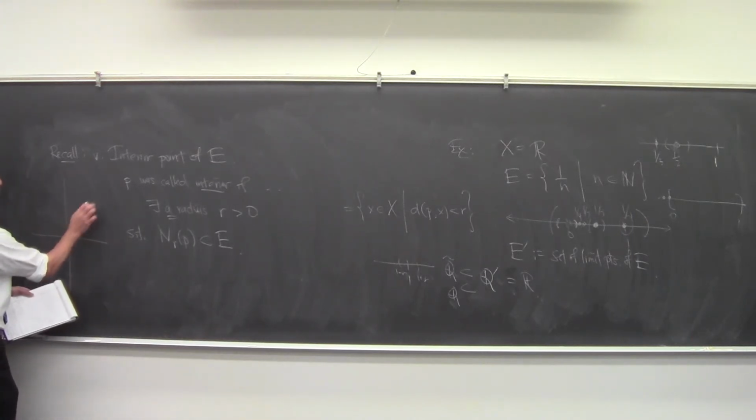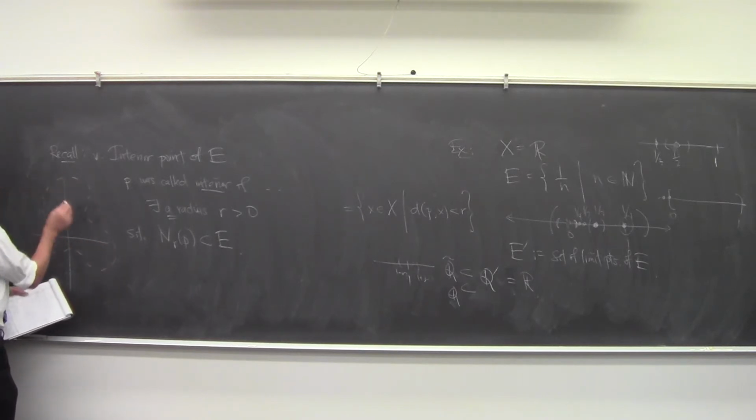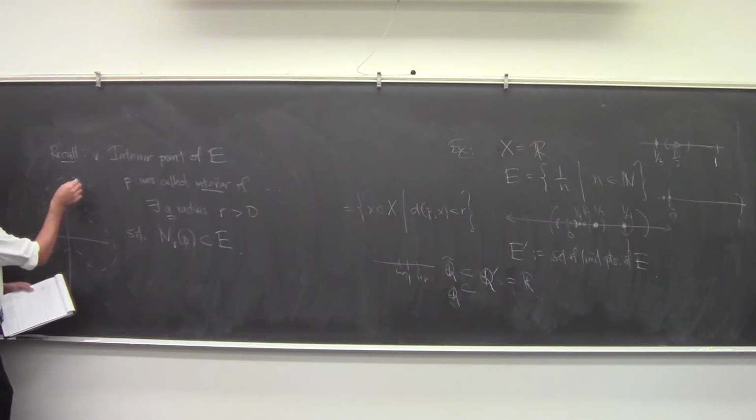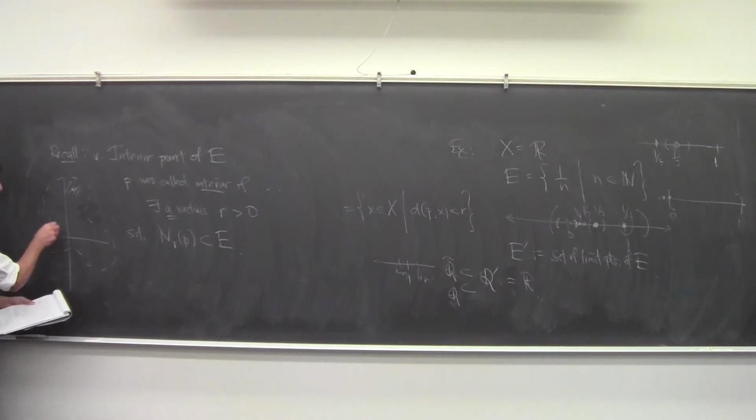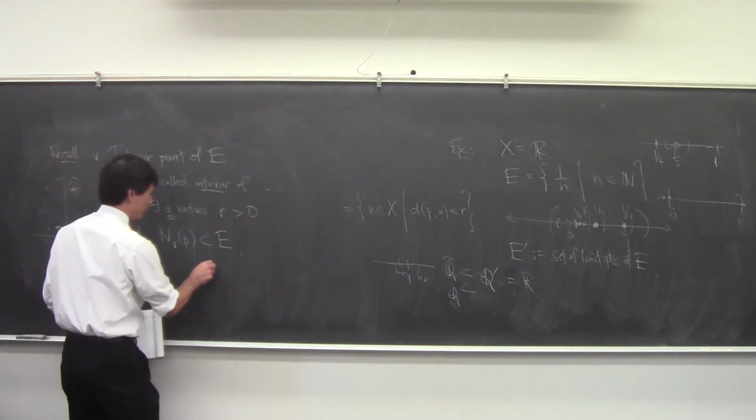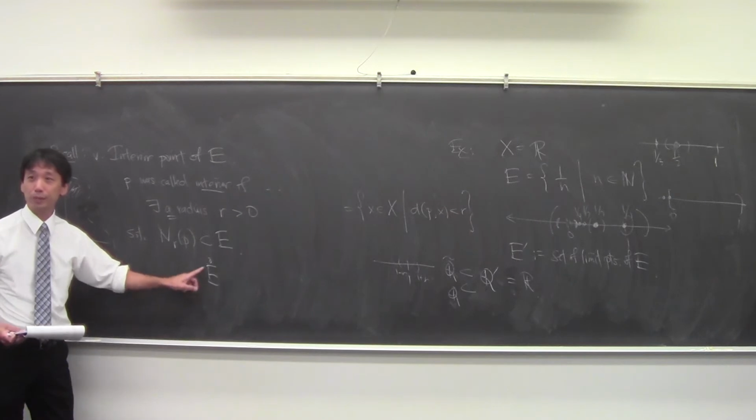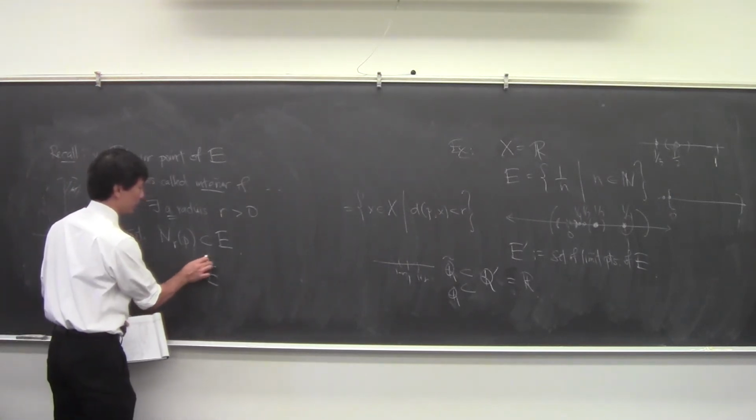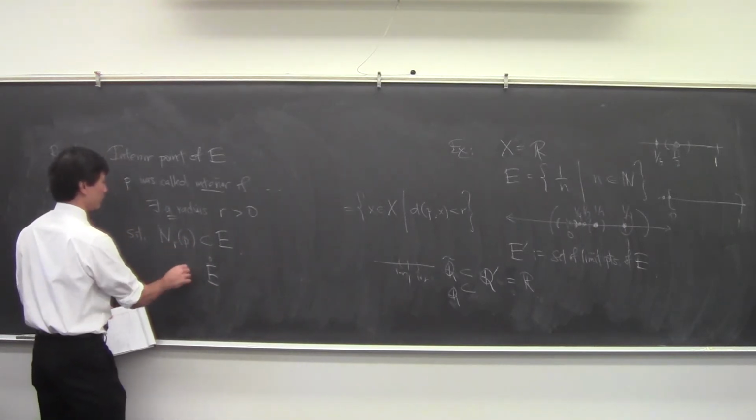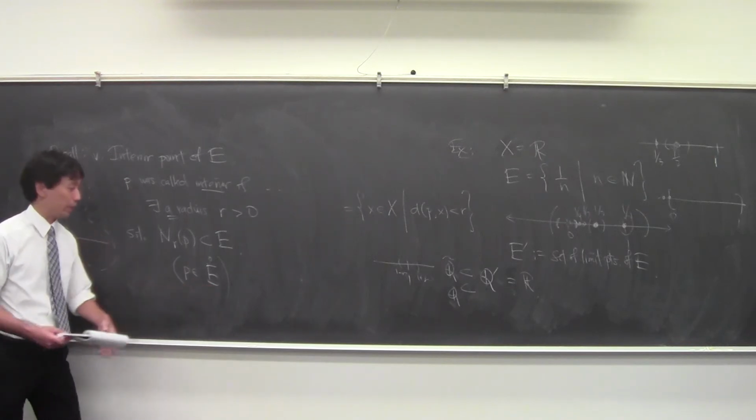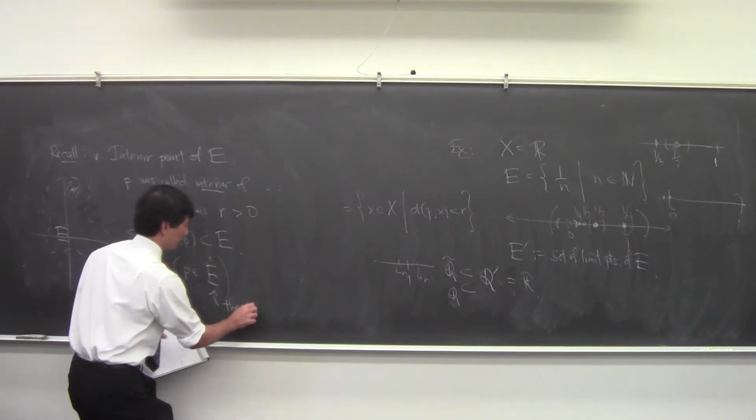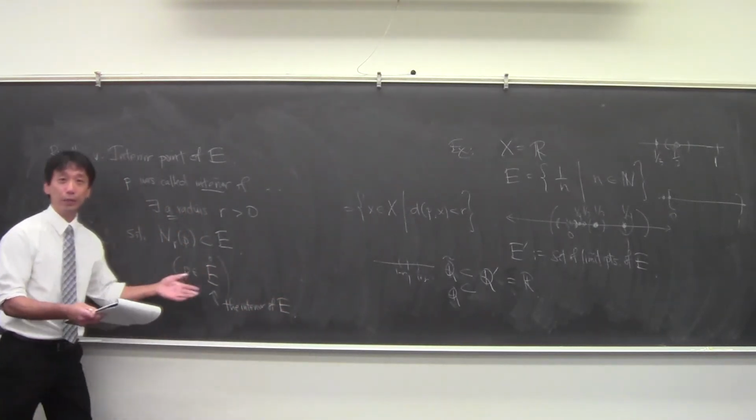So you have some set here, and you have some point, and for that point you're able to find a radius that works in the sense that the neighborhood of that radius is contained inside of E. In that case, we say that P is an interior point of E. People often use this notation, with a little circle on top, to mean the interior points. If I write this, it means P is an interior point of E. This thing is called the interior. It's the union of all interior points.